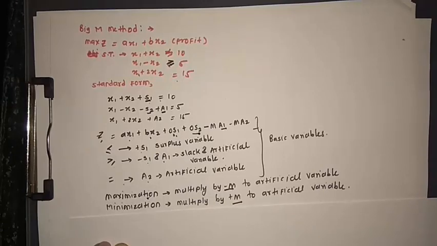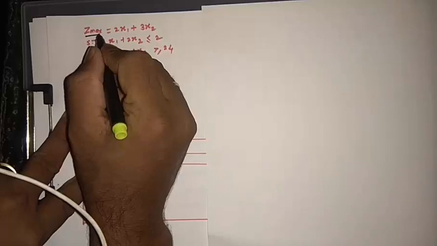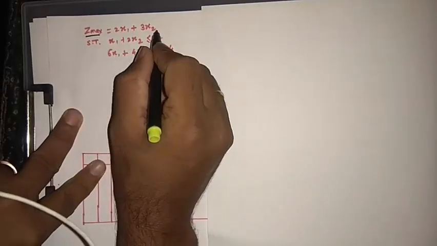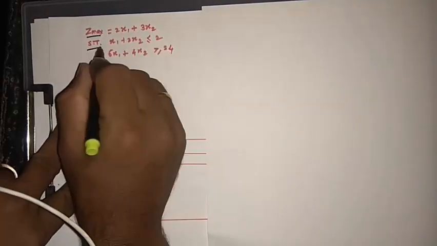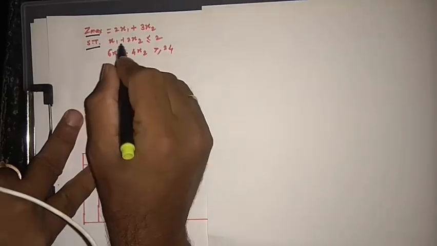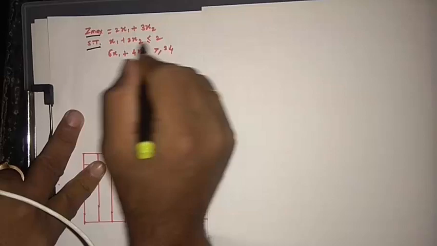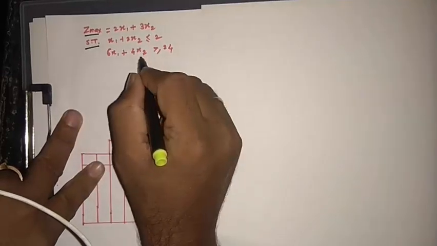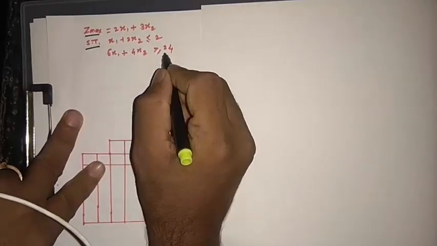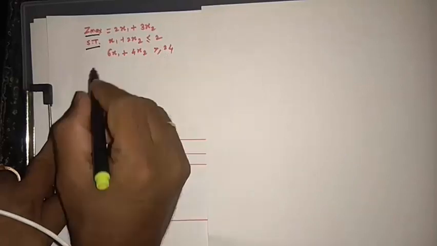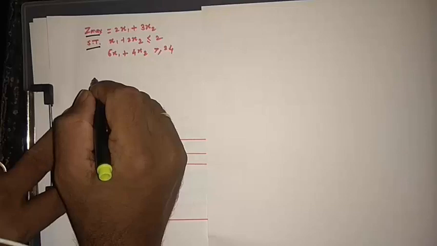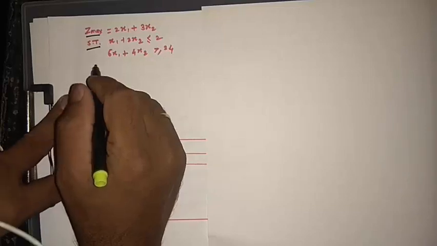Now we will see how to convert this. We have one objective function, that is Z max is equal to 2x1 plus 3x2, and these are subjected to two constraints, like x1 plus 2x2 is less than or equal to 2, and the second constraint is 6x1 plus 4x2 is greater than or equal to 24. Okay, now we have to solve this example by the Big M method, or we have to optimize this Z max value for the maximization.